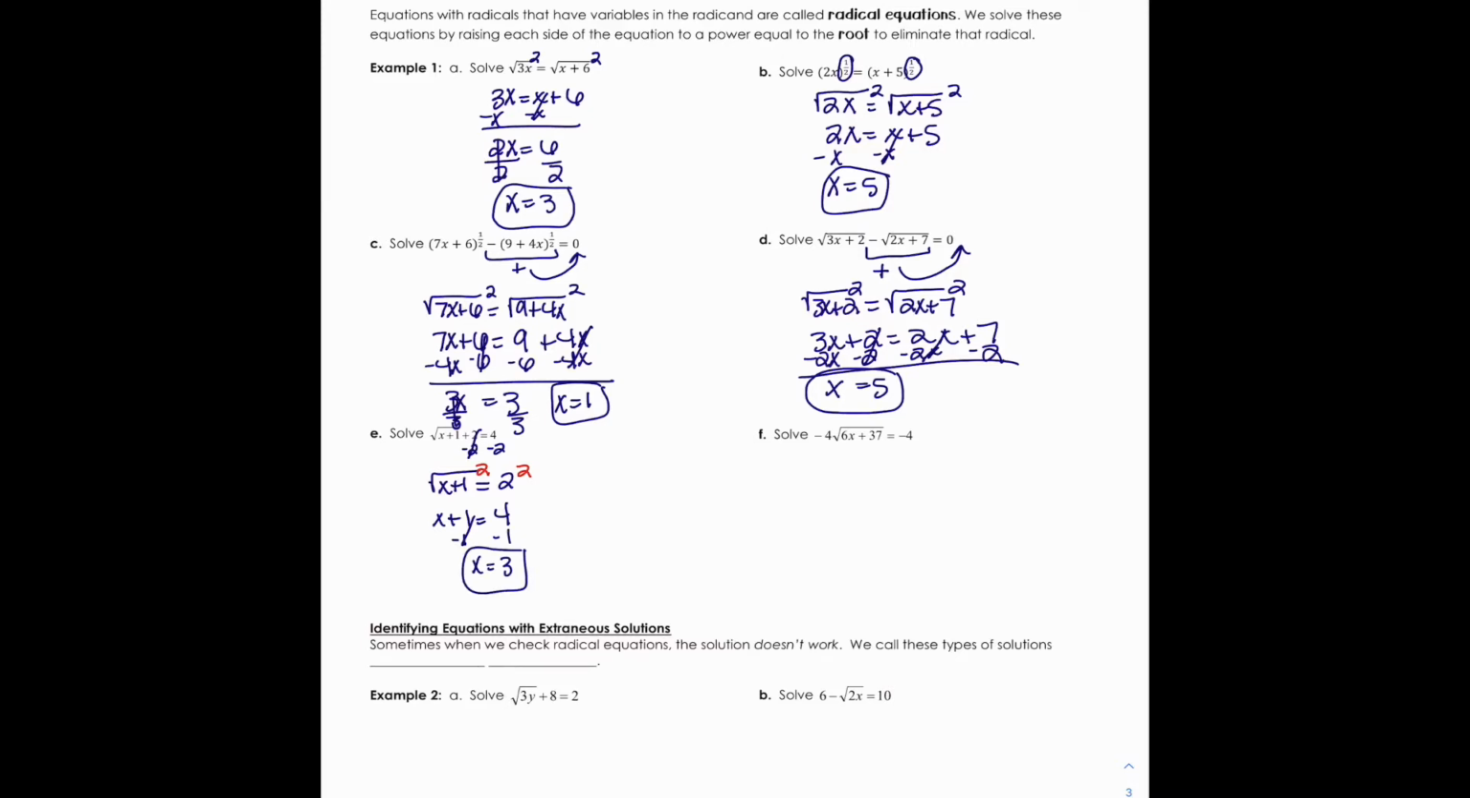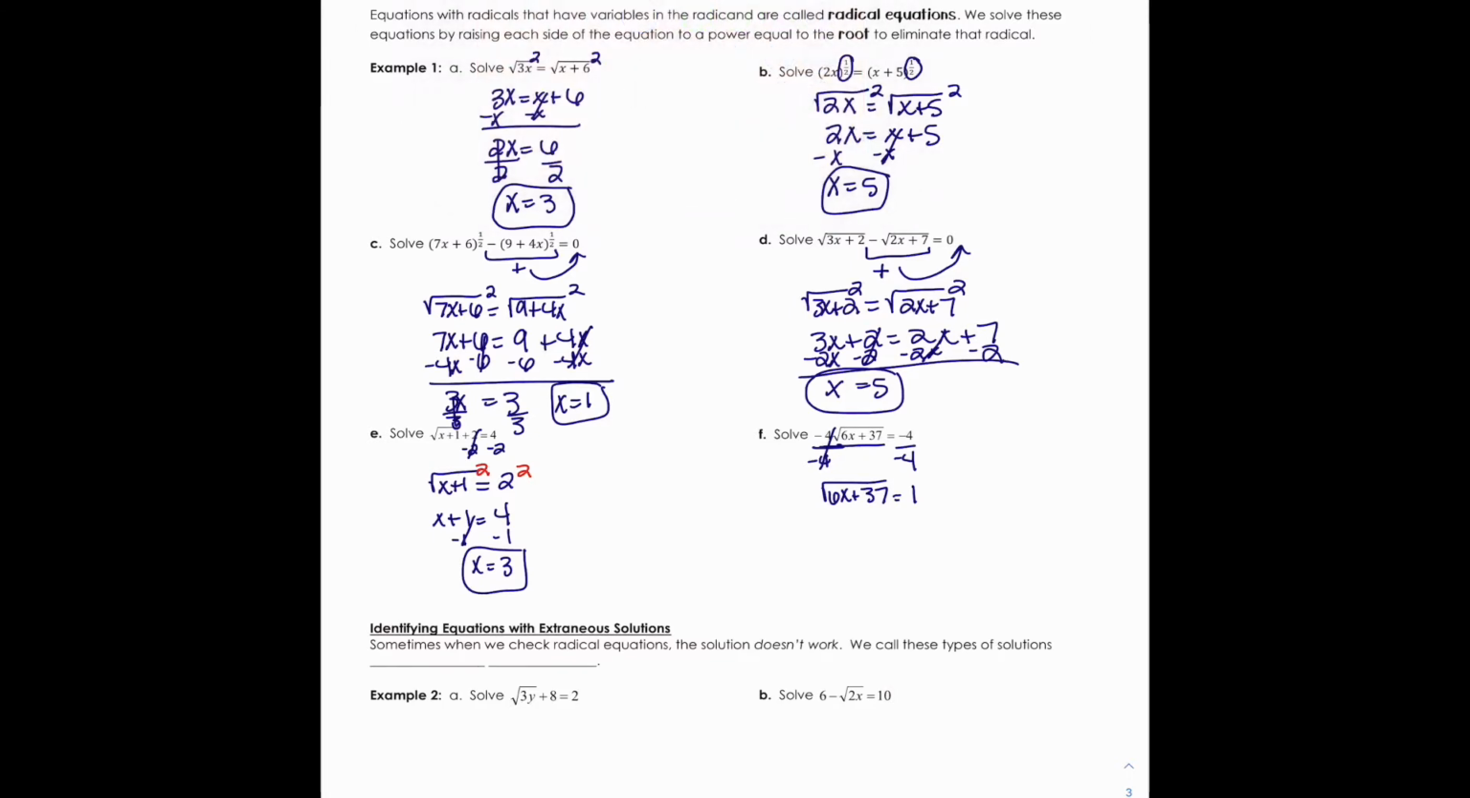For F, notice the radical is not all by itself. You want the radical by itself, so we have to move the 4. Being the 4 is attached to the radical, that means it's technically being multiplied. So we're going to divide by -4 to move it. And we'll get the square root of 6x plus 37 equals 1.